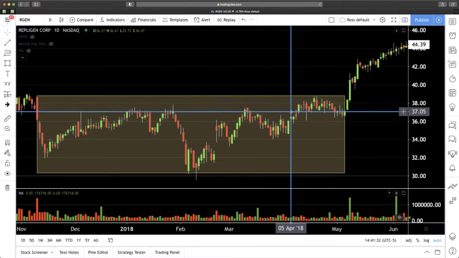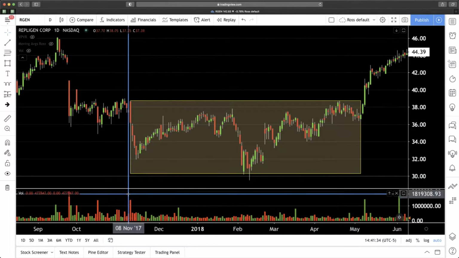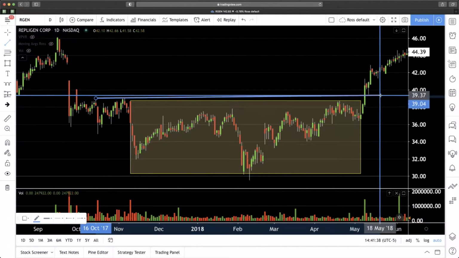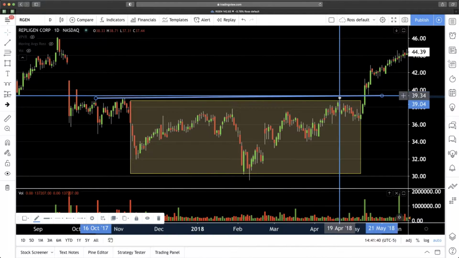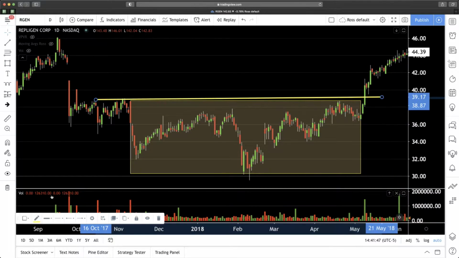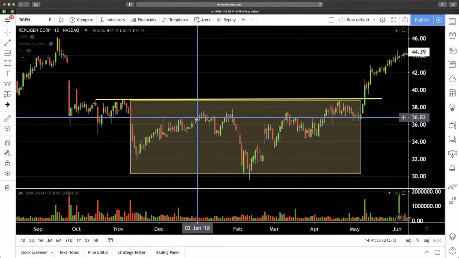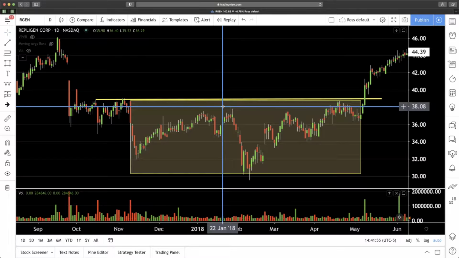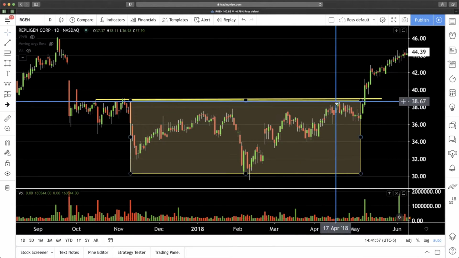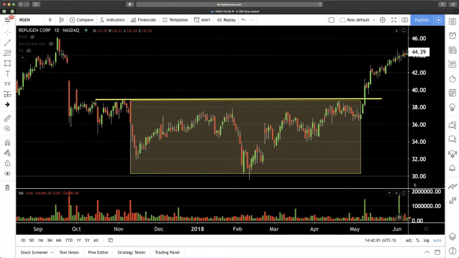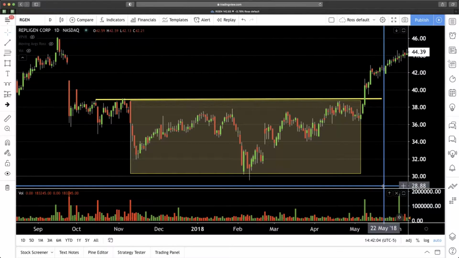You should have clearly defined resistance, meaning a line across the top that the stock cannot break above. In our case, it's going to be right up here, right up here around $39 a share. Can you see that? It's not breaking out there. It's stopping at 38, 38 and a half, 39. That's our resistance level.